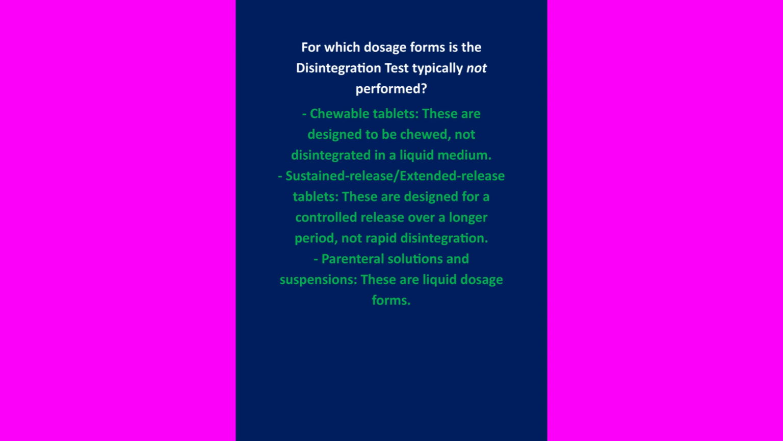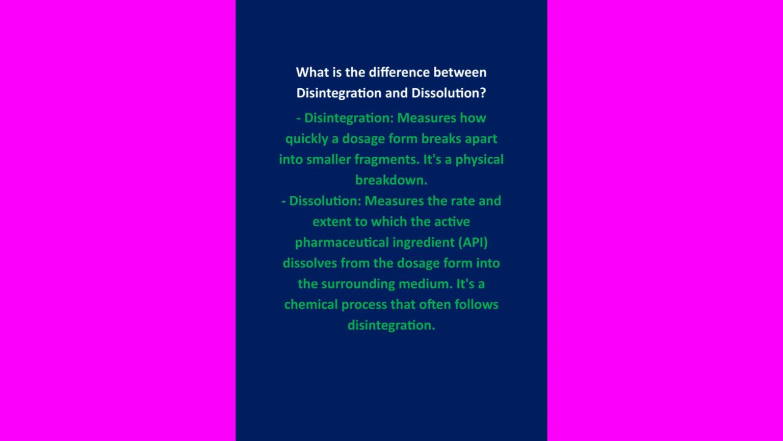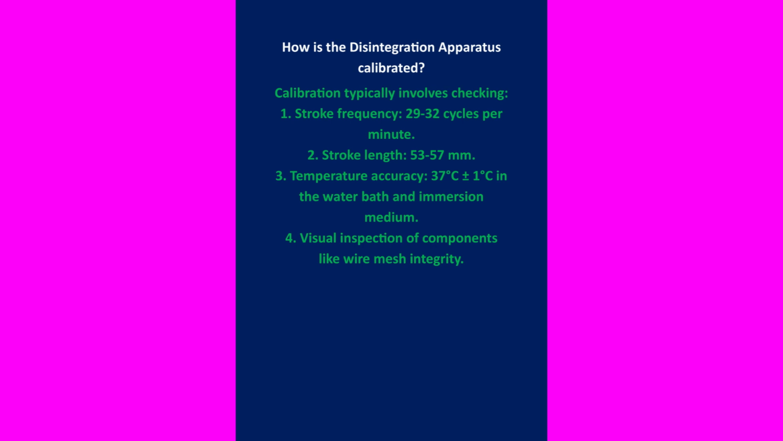What factors can affect the disintegration time of a tablet? Tablet hardness, compression force: higher hardness can prolong disintegration time. Amount and type of disintegrant. Binder concentration: high binder concentration can retard disintegration. Manufacturing process: granulation method, mixing time. Particle size of excipients and API. Storage condition: humidity can affect tablet stability and disintegration.